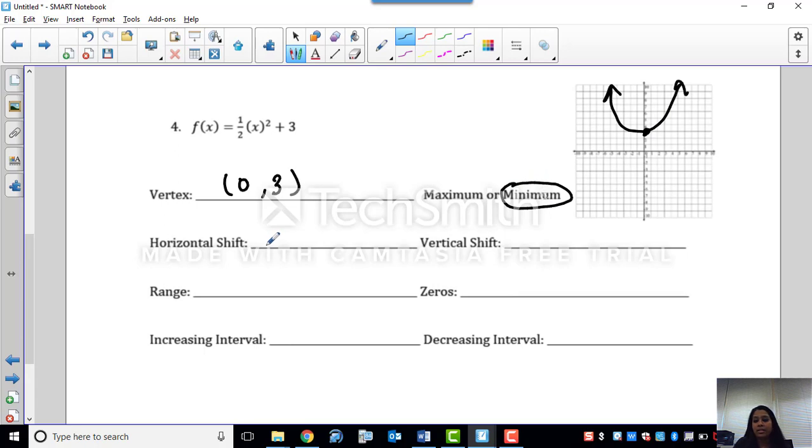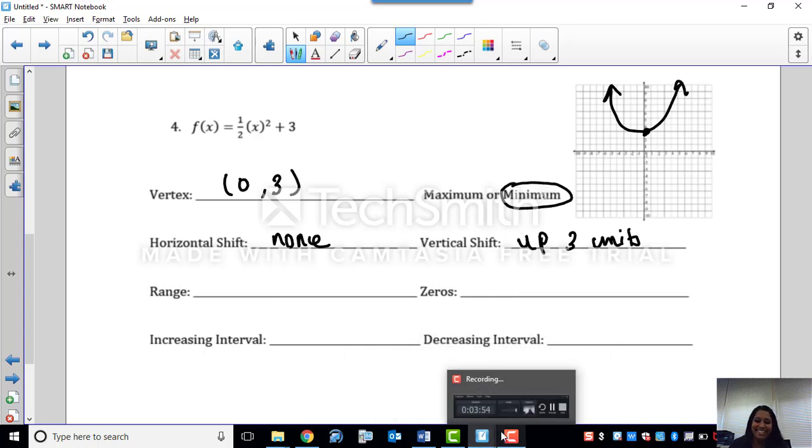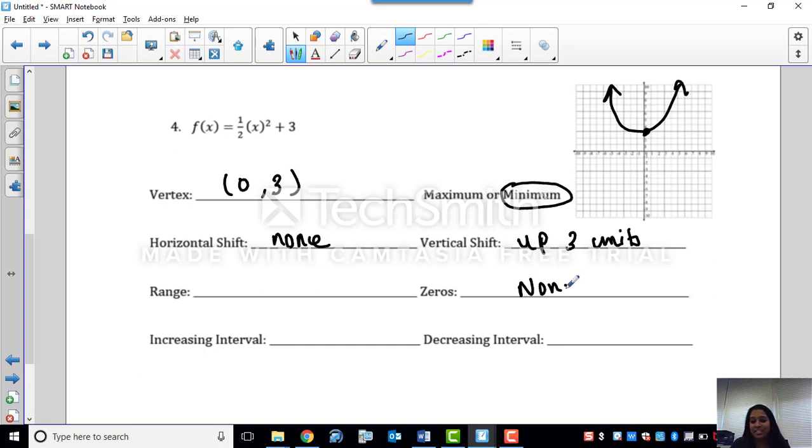And the horizontal shift, it doesn't have a horizontal shift. I can just put none or not applicable, or I'm just going to put none. There is a vertical shift. It moves up 3 units. All right, the zeros of the function is none. There's no zeros of a function. The range is y is greater than 3.